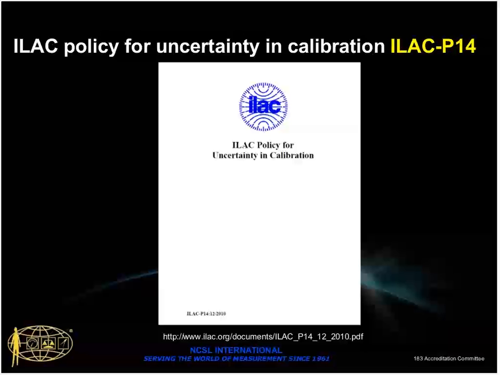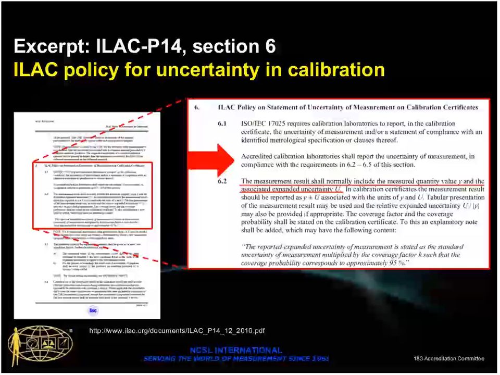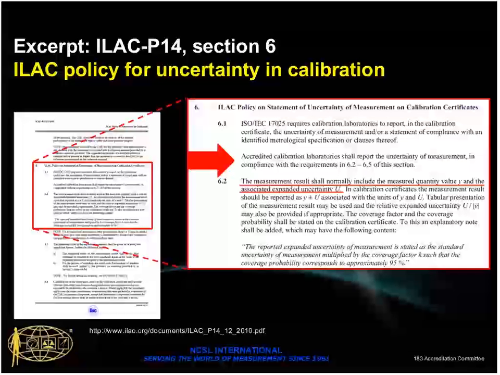Okay, and on the next slide, this is a discussion on the bit that's contentious within document P14. It's a restatement of what's in 17025, that we insist that accredited laboratories shall report the uncertainty of measurement and that the uncertainty is computed according to the GUM.